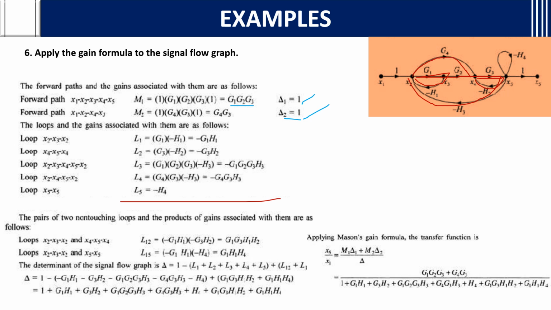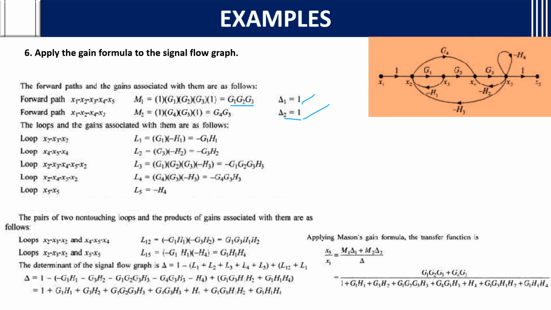G4, G3 minus H3, one more loop. You have H4 as one more loop. Understanding? Like this you should see the loops which are there. All the loops you got. Anyway, delta 1, delta 2 are 1, 1.